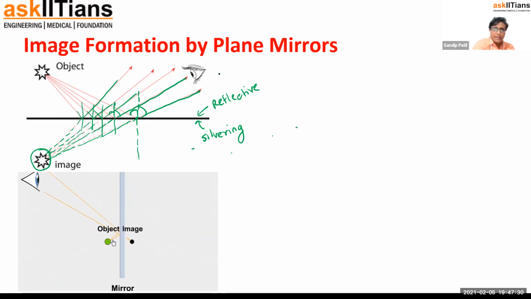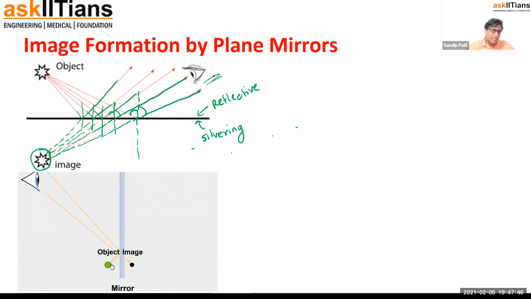We need the observer here. You're watching from here. This is the eye, you can say. The object is here. Then you will see the image at this side. So this is how we can say the image is formed in the plane mirror.